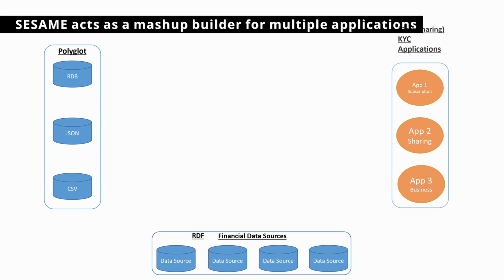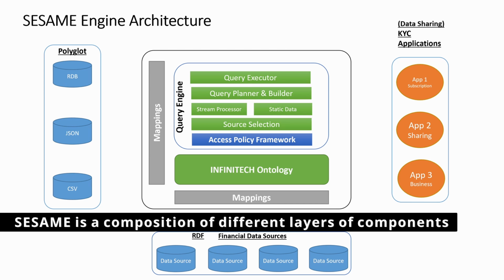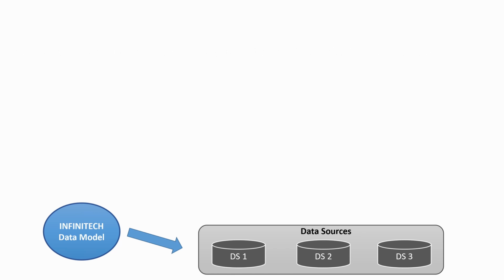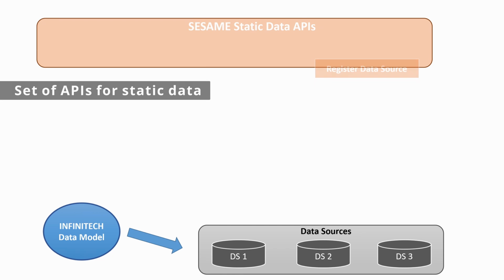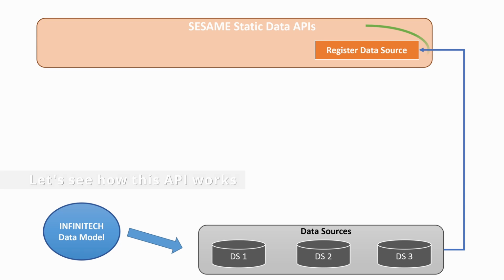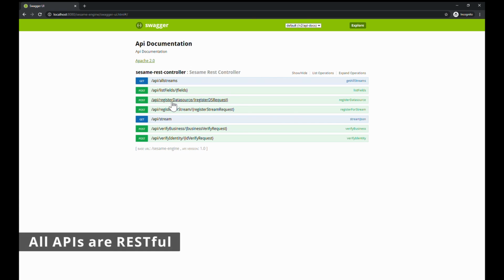It is a composition of different layers of components such as static data processors, streaming data processors, INFINITECH graph data model, etc. For static data processing, SeSAme provides a set of APIs to consume the underlying data sources, compliant with the INFINITECH graph data model. First step is to have the data sources registered with SeSAme. Let's see how a data source can be registered.